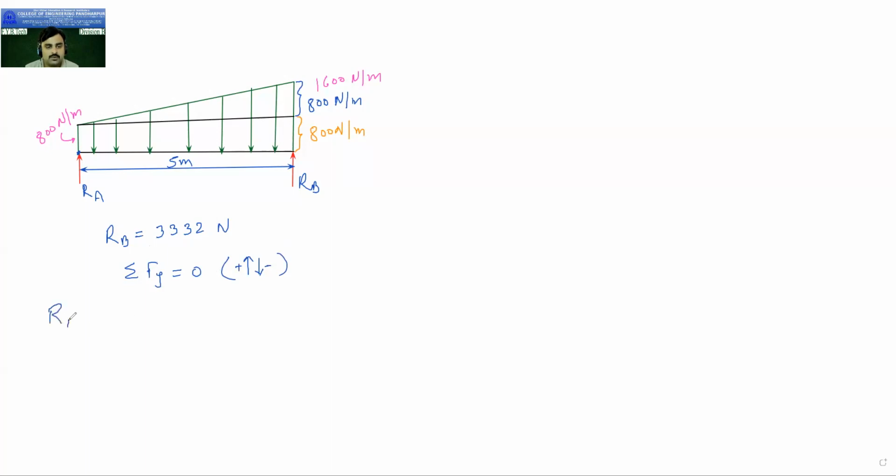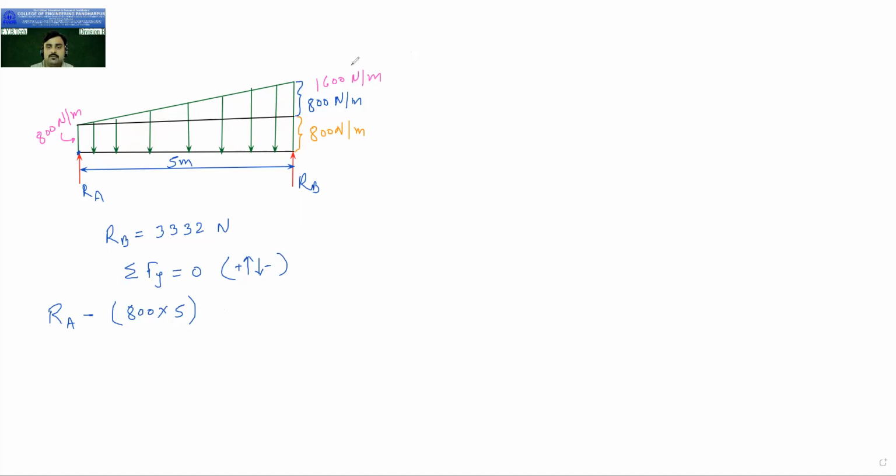RA is moving upward, so plus RA. Then this load, this is the UDL, that is the rectangular load. So this is moving downward, so it is minus. And now we need to convert this UDL, the rectangular load, into the point load. So intensity is 800, that is one of the sides, and this length is 5 meter. So it will be 800 into 5. So this is nothing but the point load, 800 into 5, which is vertical.